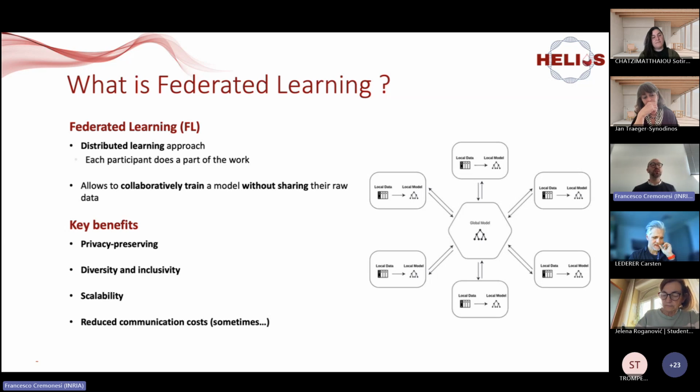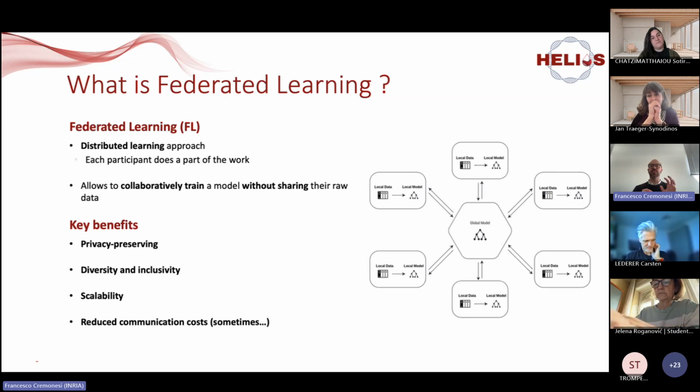Because it's so easy to scale up to include new centers, there's also this idea that it's easier to have more and more data, so scalability. And something that I have to say, because it's often cited in the literature, but I think it should come with some caveats, is that we sometimes say that federated learning can reduce the communication cost. This is especially true if you have very big datasets, like imaging datasets, and smaller models.